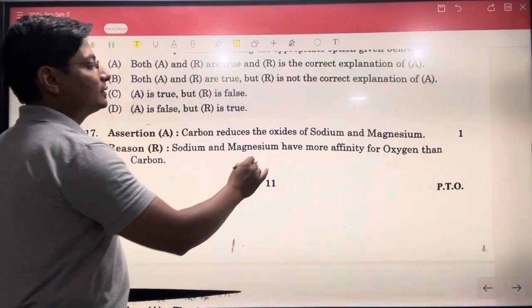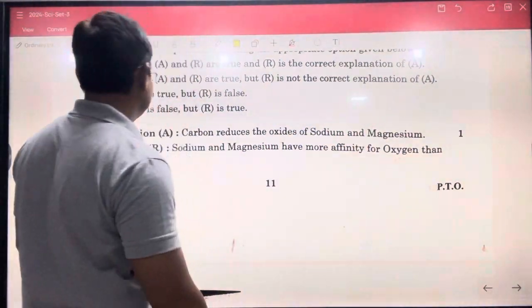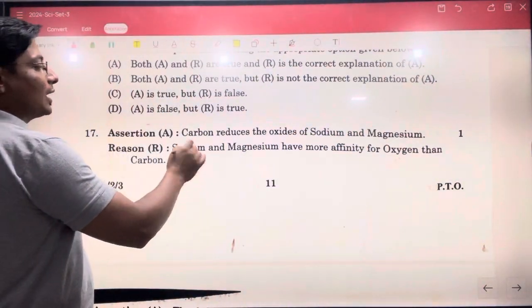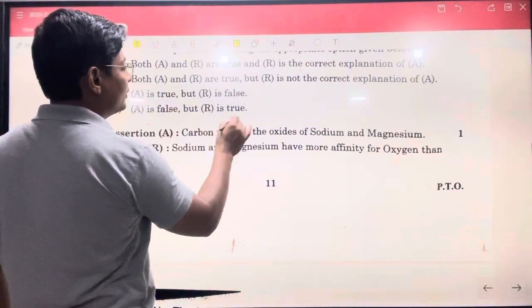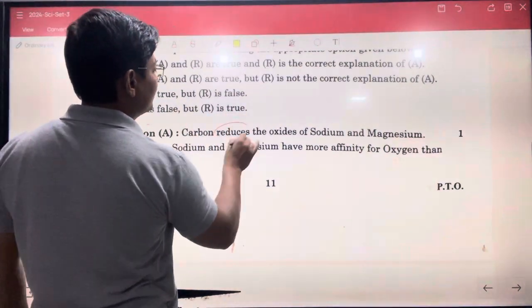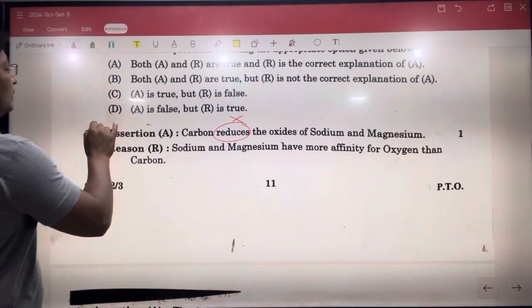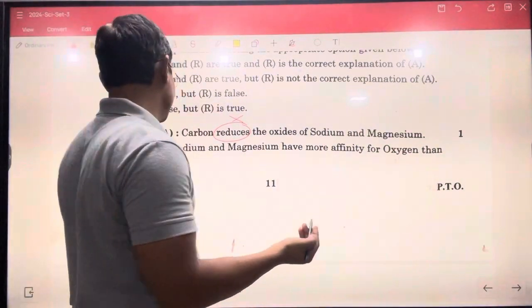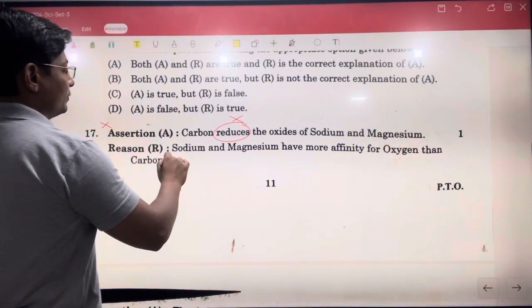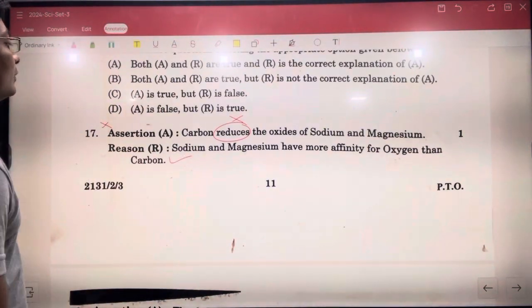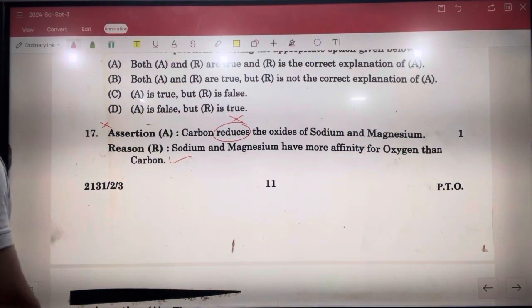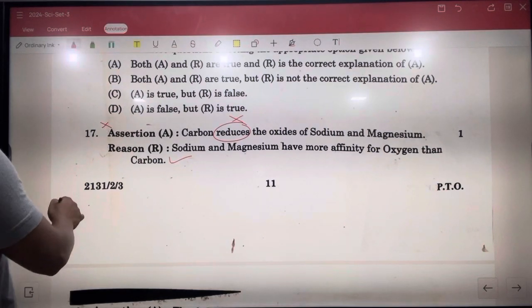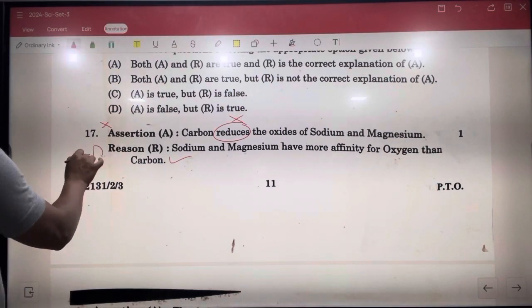Carbon reduces the oxides of sodium and magnesium. Carbon does not reduce them, so the assertion is wrong. The reason says sodium and magnesium have more affinity for oxygen than carbon, which is a correct statement. So assertion is wrong and reason is correct, which is nothing but assertion false, so option D.